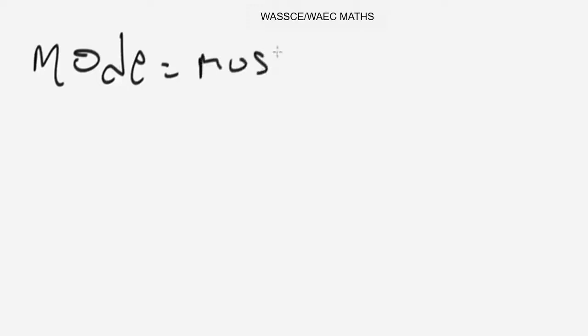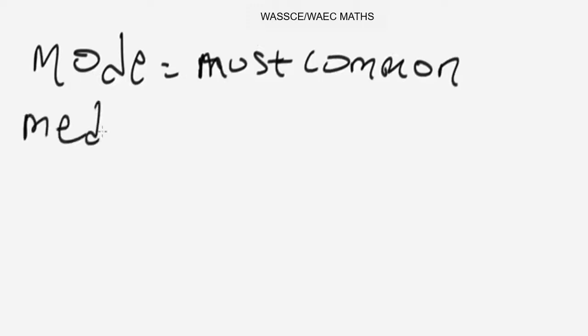So let's begin with the concept of mode. Now, mode in statistics basically means the highest occurring frequency. So it's the most common value in the data you have. Most common or highest occurring frequency. Whereas the median, this is the middle value.